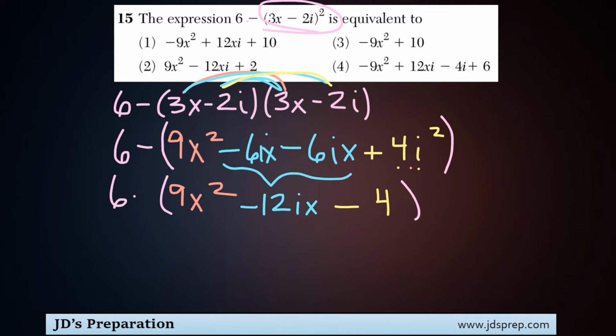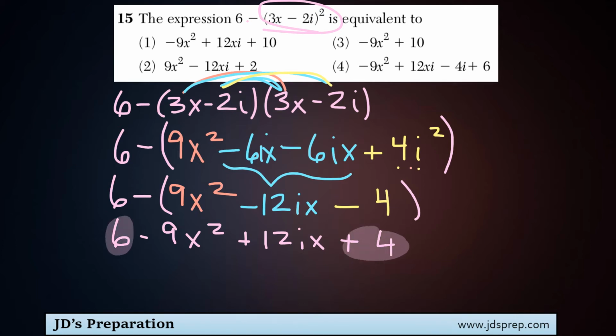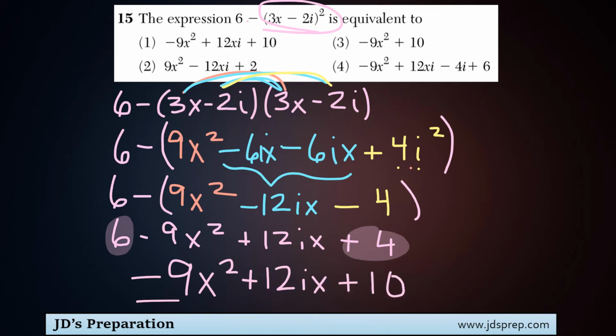Don't forget those brackets. Okay, so what I'm going to do now is rewrite this without the brackets. So it's going to become 6 minus 9x squared plus 12ix plus 4. Now my last step would be to combine my constants together. I've got the 6 here and the plus 4, and everything else would stay the same. So our final answer is going to be negative 9x squared plus 12ix plus 10.